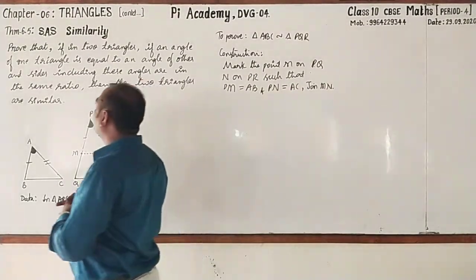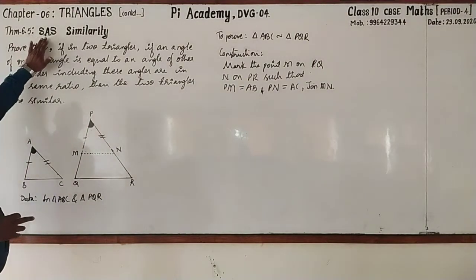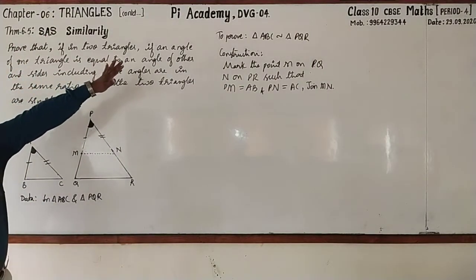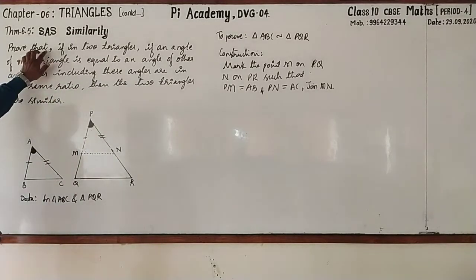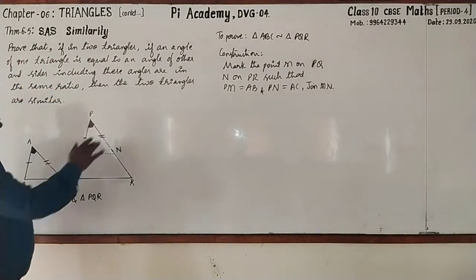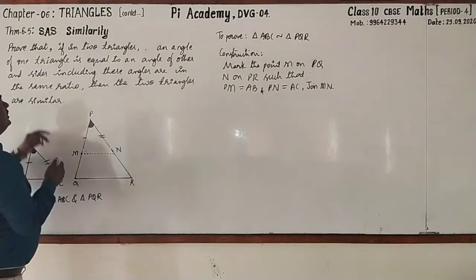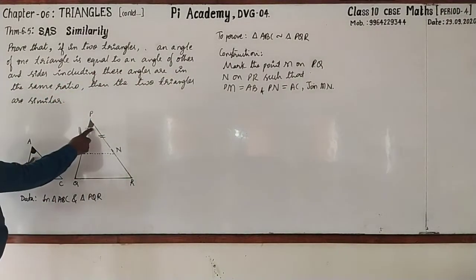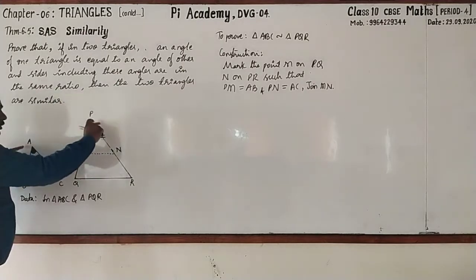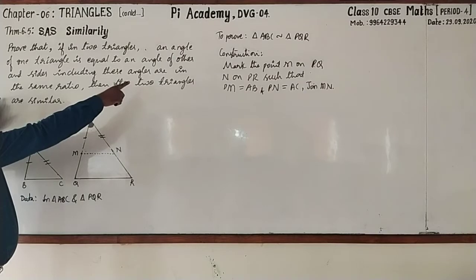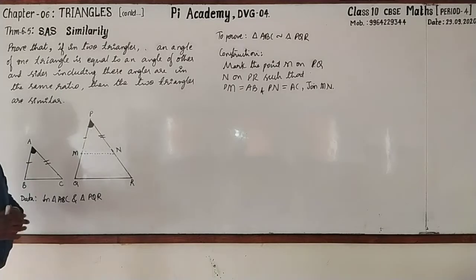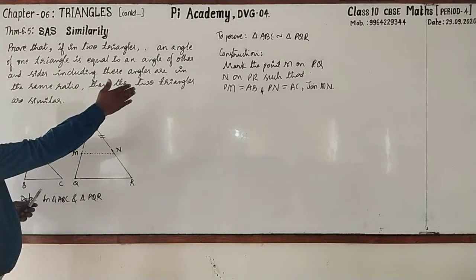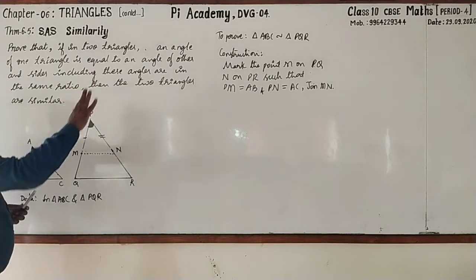Dear students, now we are moving to theorem 6.5. This is the SAS similarity criteria. It is also very interesting. Let me tell you why. Just go through the statement. Here I have written it as a question. If in two triangles, an angle of one triangle is equal to an angle of the other triangle, and sides including these angles are in the same ratio, then the two triangles are similar. Hope that you have understood the statement. To prove and construction are the same, so I have left that as it is.